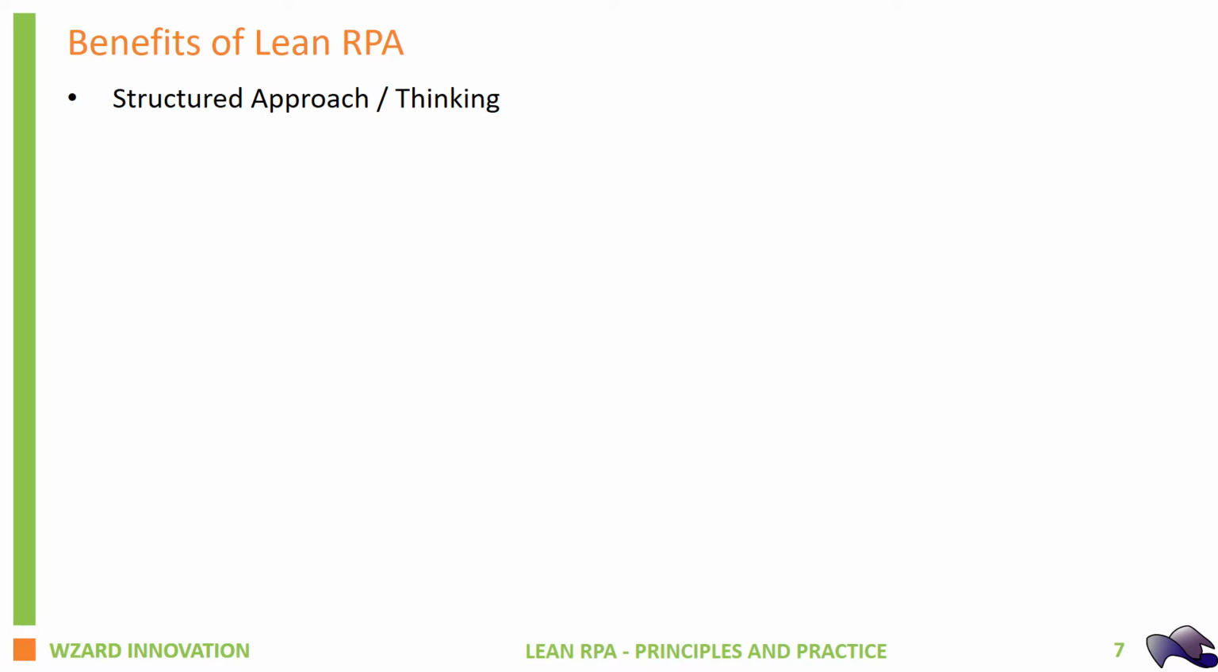Staying on the benefits of Lean RPA then, Lean RPA gives you a structured approach and a level of thinking. Remember the comment, it's the principles to keep you there and the tools to get you there. The two work in combination. So we've looked at a number of tools and techniques that provide a structured approach to documenting and delivering your program of work. But it also gives you a way of thinking to ensure that you maintain a high standard of work always going forward.